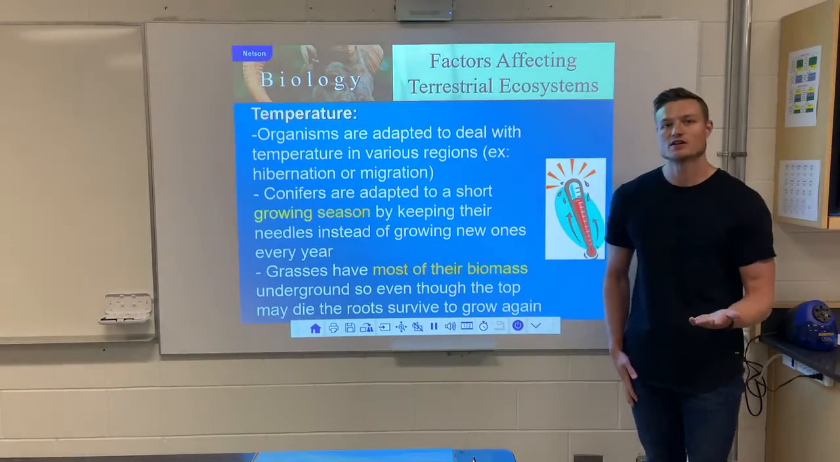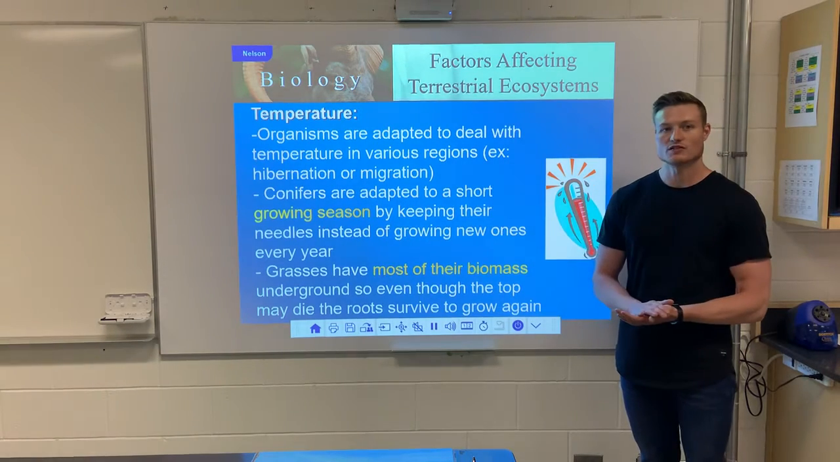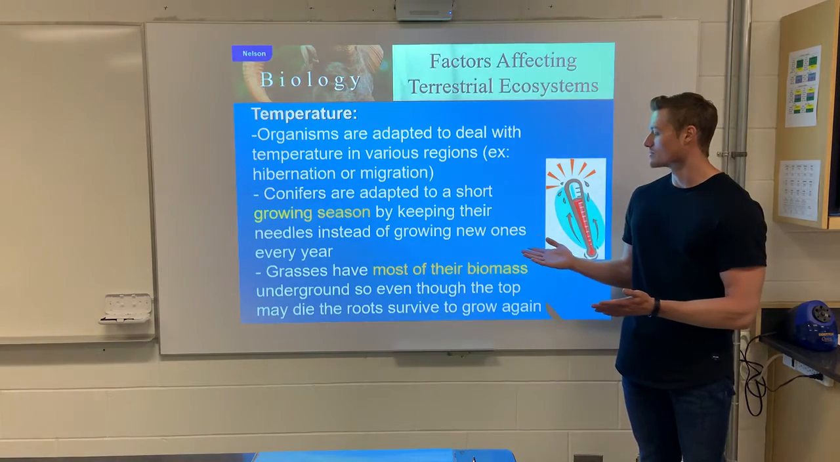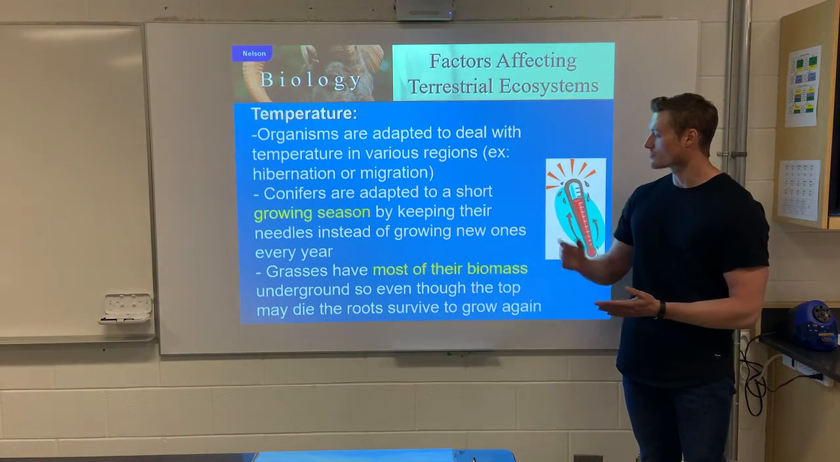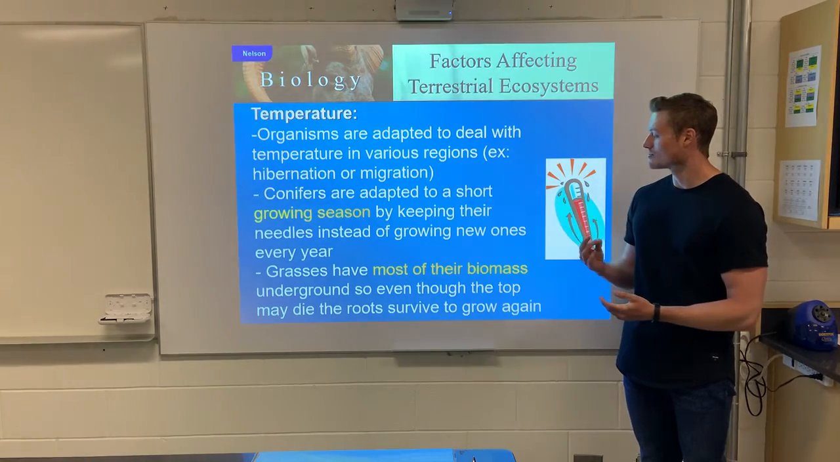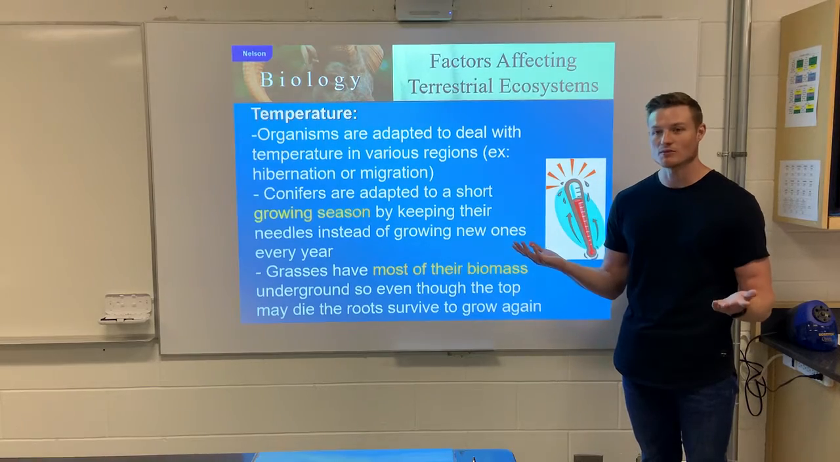Temperature is obviously a very big factor here. So some regions are very, very warm, some regions are very, very cool, some regions are nice in the middle, and it will impact what species you can have there. So coniferous trees, for example, are adapted to short growing seasons because they keep their needles year round. So instead of having to regrow them every year, they just keep them throughout the winter.